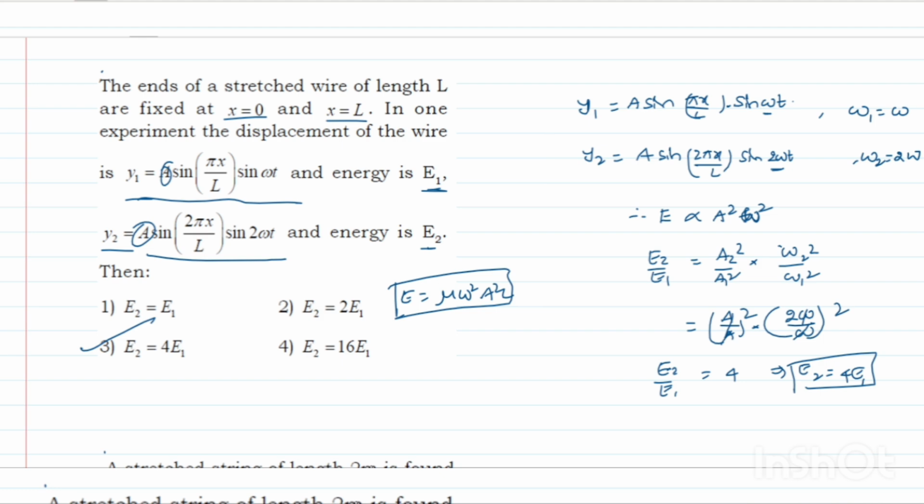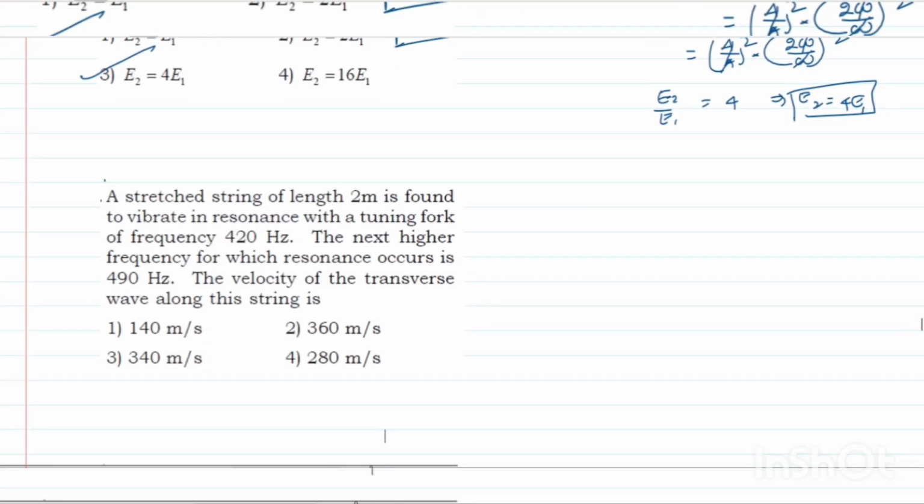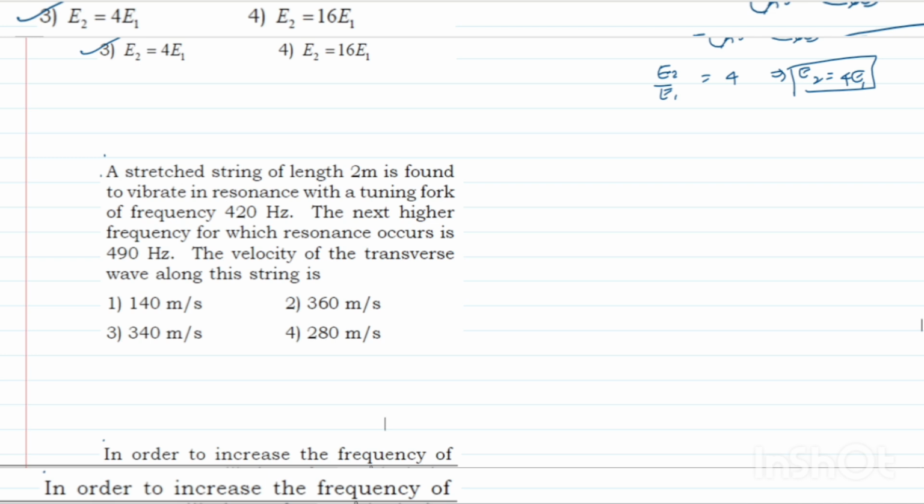Now let us see the next question, students. The next question says here, a stretched string of length 2 meter is found to vibrate in resonance with a tuning fork of frequency 420 Hz. The next higher frequency for which it resonates with the fork occurs is 490 Hz. The velocity of the transverse wave they are asking.